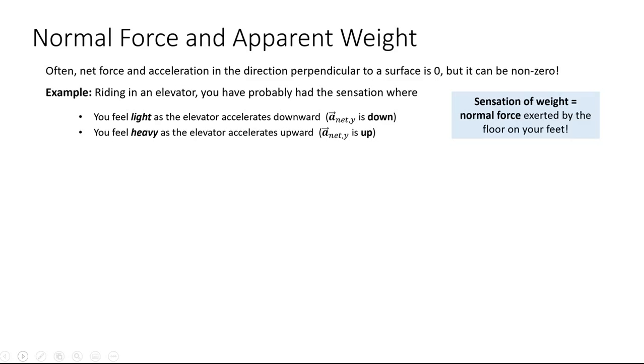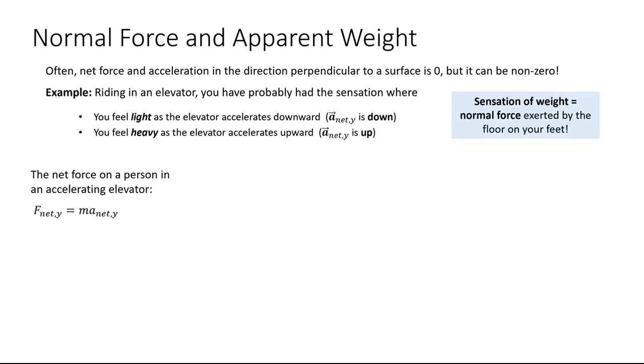And so when you're in an elevator that's accelerating downwards, you feel light because the normal force is reduced compared to your normal weight. Similarly, if you have an elevator that's accelerating upwards, it turns out that the normal force will be greater than your normal weight, and so that's why you feel heavy. All right, so let's take a look at where this comes from mathematically.